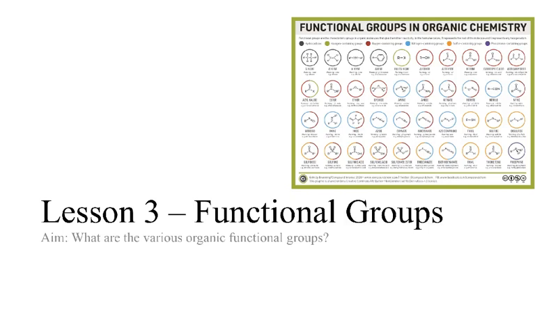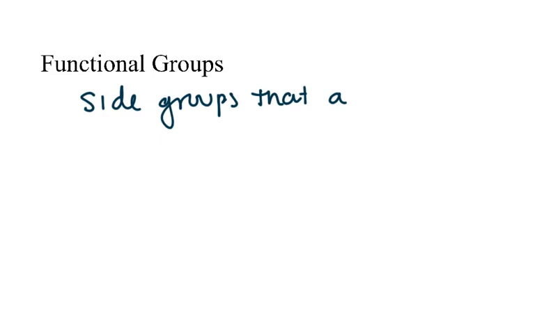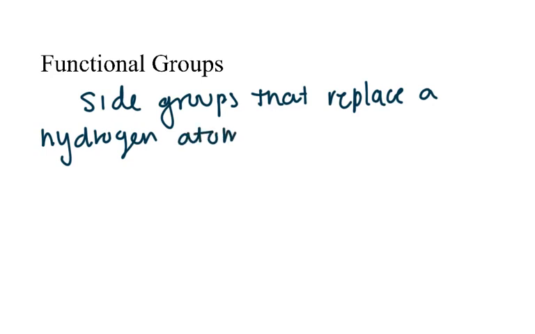All right, guys, so far we've talked about naming organic compounds and a little bit about what organic compounds are, as well as isomers. Now we're going to look at functional groups in organic chemistry. So a functional group. These are the side groups, and they replace a hydrogen atom in a hydrocarbon.